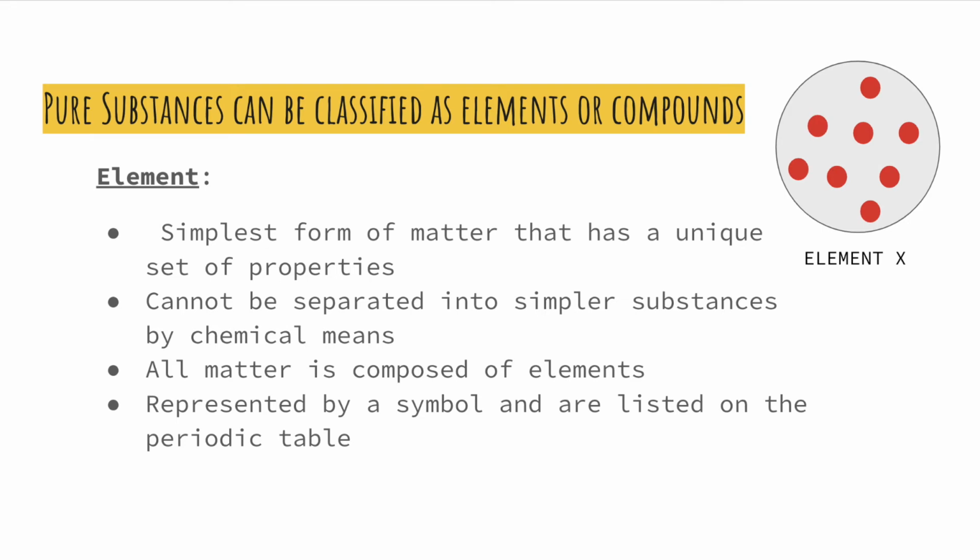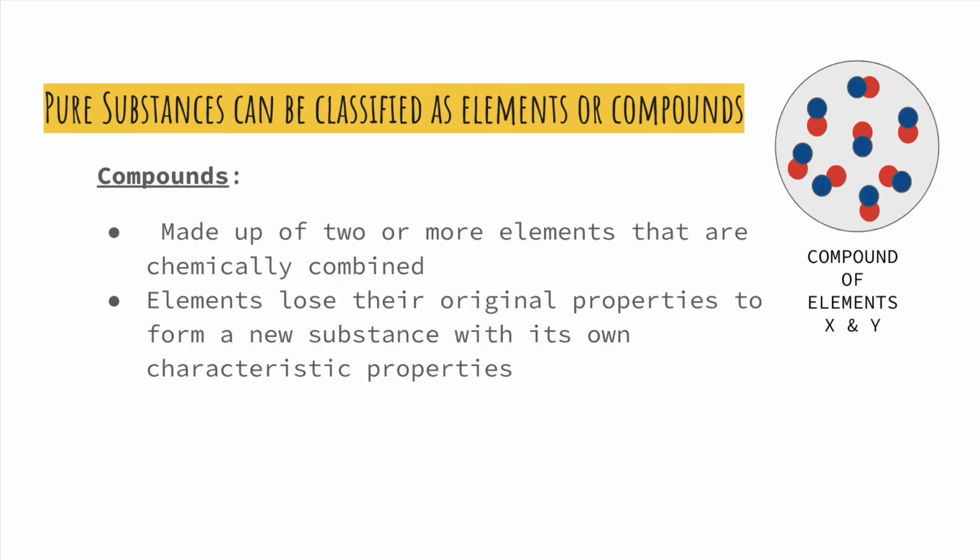Elements are the simplest form of matter that has a unique set of properties. These cannot be separated into simpler substances by chemical means. All matter is composed of elements, and these are represented by a symbol that is listed on the periodic table. Compounds are also pure substances, but they're made up of 2 or more different elements that are chemically bound together. Elements lose their original properties to form a new substance with its own characteristic properties.